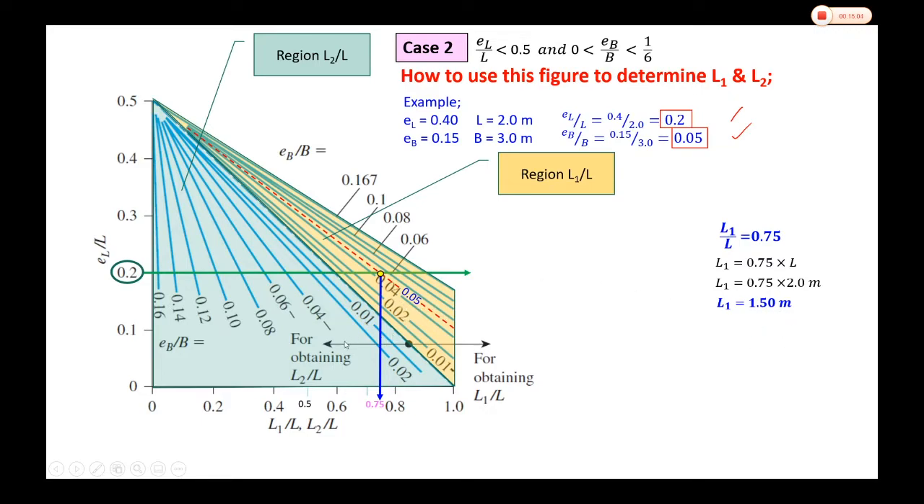Then we go to the left side. We need to identify the line for 0.05. Again, what we have is 0.04 and 0.06, so we need the line for 0.05 in the middle. Find the intersection point between the horizontal green line and the dashed red line. There is an intersection point; going down and reading at the x-axis, we have 0.4 for the ratio of L2 over L. Again, you can solve this since we have the L. So L2 here is 0.8.